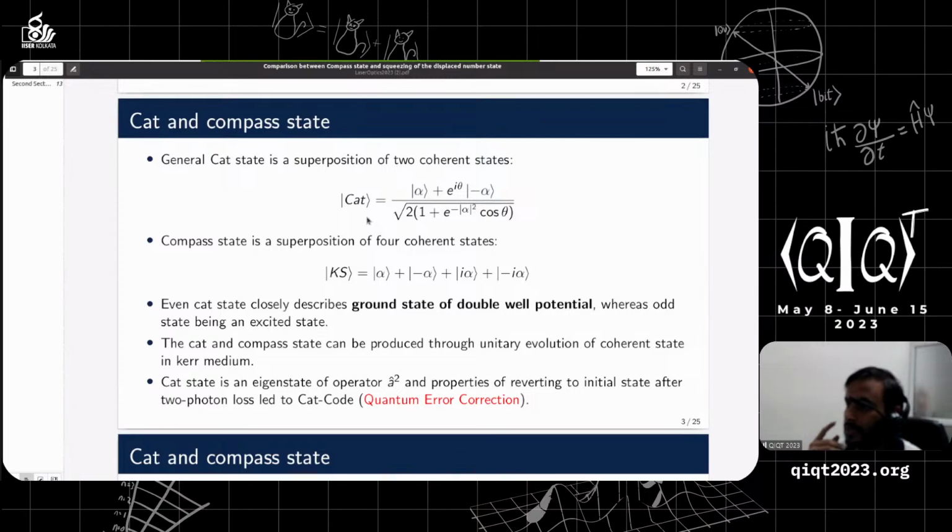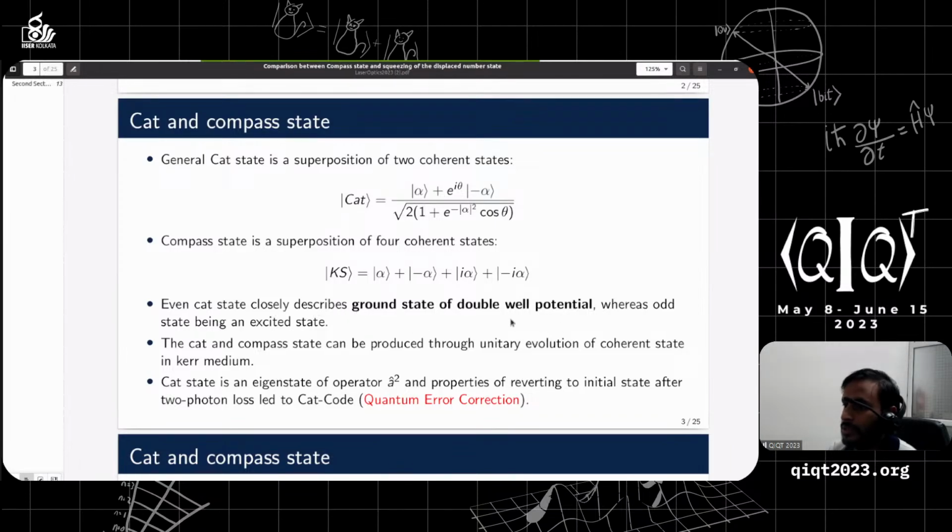So the cat states are the superposition of two coherent states. In this case, we take alpha and negative alpha, which describe two opposite locations in the phase space, position and momentum, and theta describes the relative phase between these two coherent states. The compass state is a superposition of four coherent states, north, south, east and west, with the same magnitude, described by the modulus of alpha.